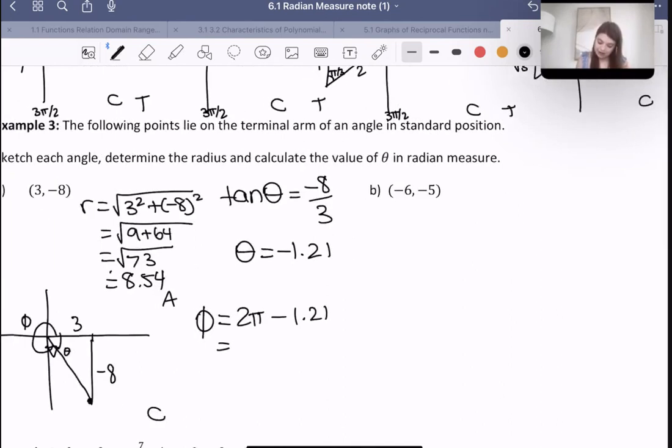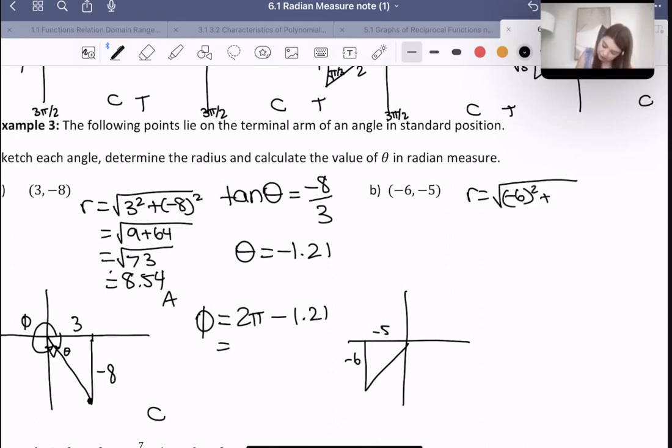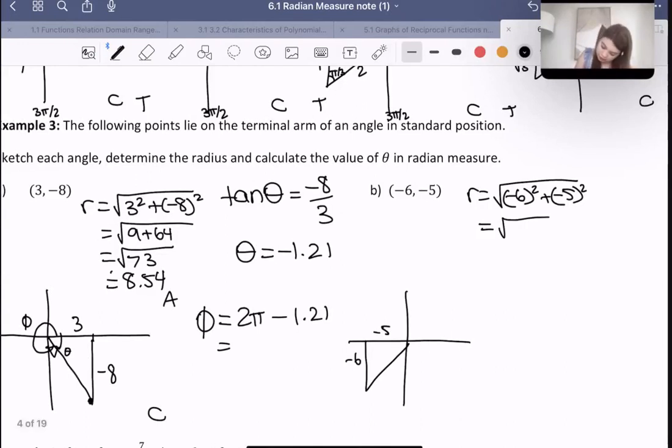Okay. Now let's move on to this one here where we have -5, -6. So we have something like that. So that means we have -5 over here and -6 here. First thing they want is the radius. So the radius is, by Pythagoras' theorem, the square root of -6 squared plus -5 squared. And that's going to be the square root of 36 plus 25, which is going to be about 7.81 approximately.